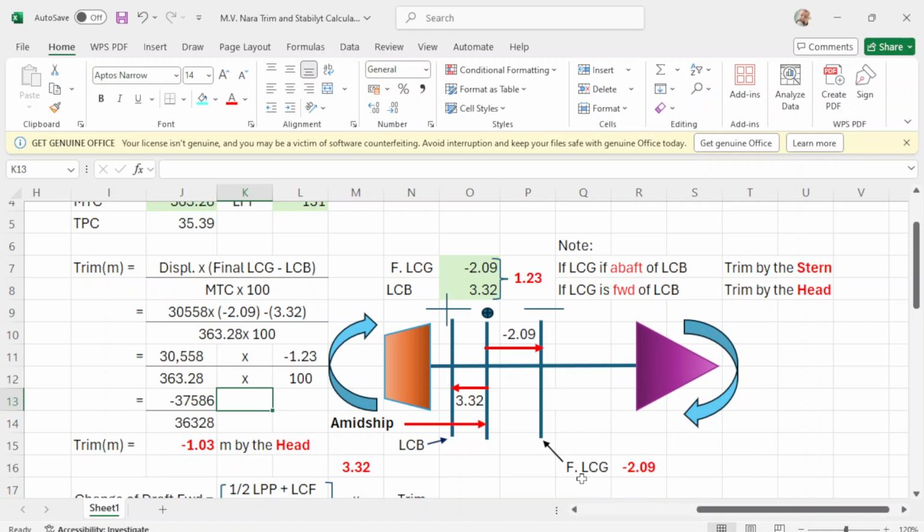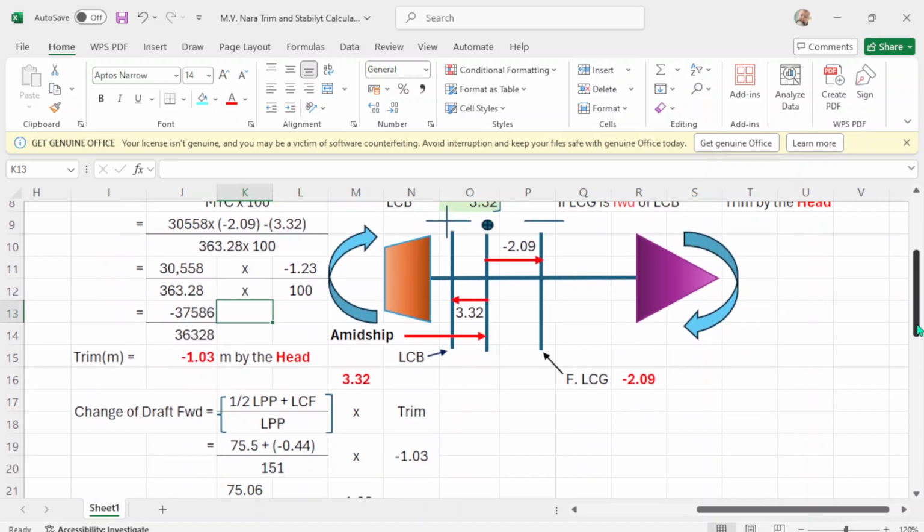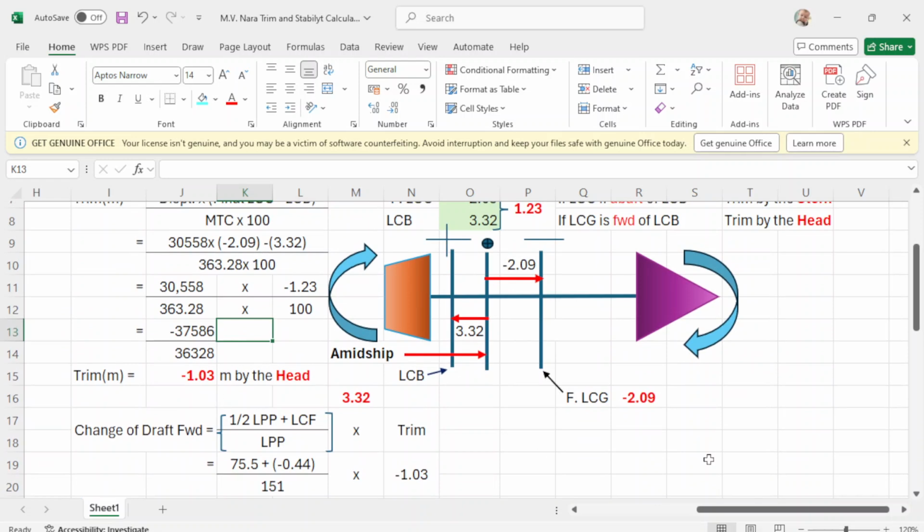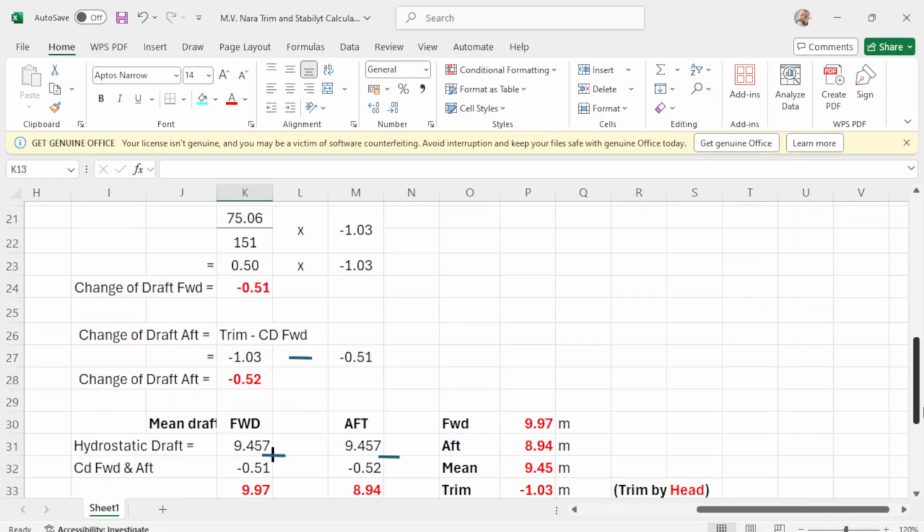That's why you are trimmed by the head, because the tendency of the buoyancy of this LCG is to put the vessel forward down. And the LCB, the buoyancy here is to put the vessel up. So this will go up and this will go down. So it's a clockwise direction, and it's like a swing. When this goes down, this goes up. That's why our trim is trimmed by the head, which is negative 1.03. Okay, I hope that's clear, guys.